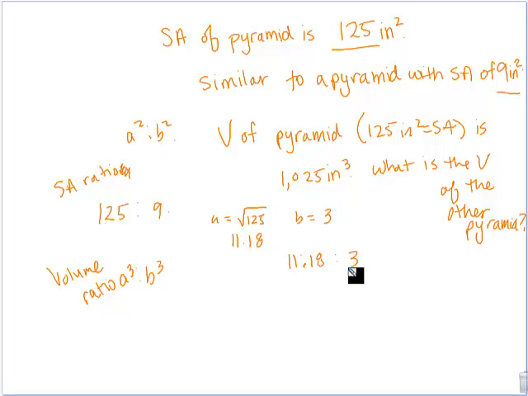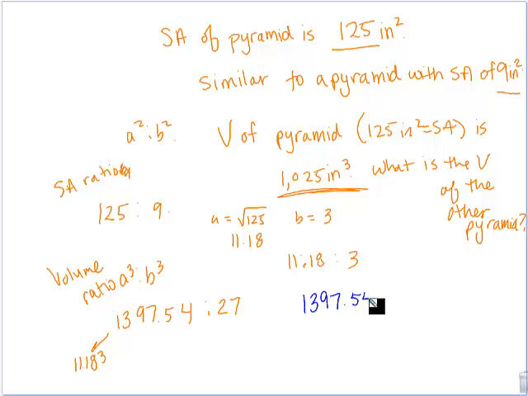So if I want to find the volume now, I would have to cube both of those. If I cube 11.18, I have 1,397.54. That's 11.18 cubed. If I cube my 3, I get 27. Well, if I know that the volume of that first pyramid is 1,025, I can set up a simple proportion. So 1,397.54 over 27 is the ratio of the volume of my first pyramid to the volume of my second. This should equal the actual volumes. So 1,025 over, what is that actual volume?